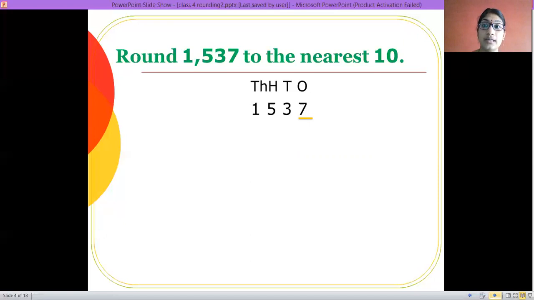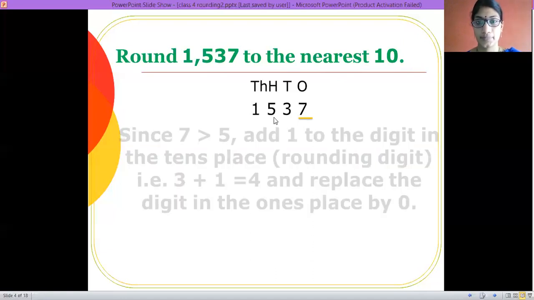So whenever the right side digit of the rounding digit is greater than 5, we will add 1 to our tens place. So we will add here 1. And the digit in our ones place, we'll replace it with 0. Then what about the remaining digits to the left hand side of the rounding digit? Yes, they will be written the same. So here we can see that because we are rounding to the nearest 10 and 10 has 2 digits in it, only the last 2 digits of the number are being changed. Remaining all the digits are written the same.